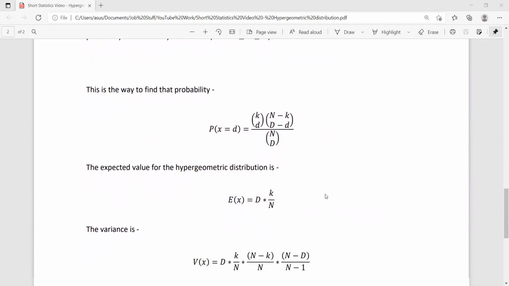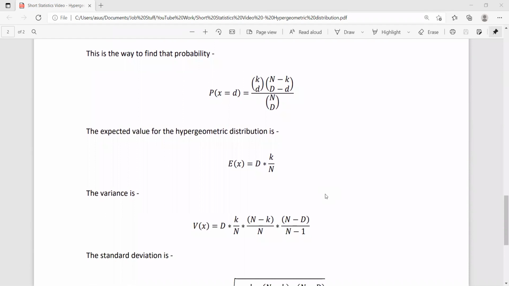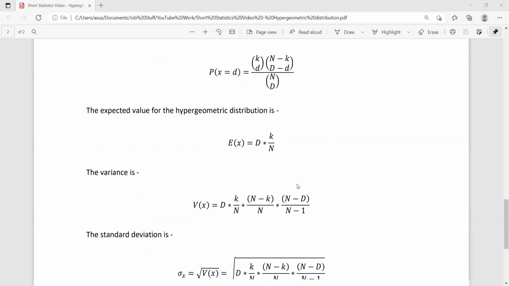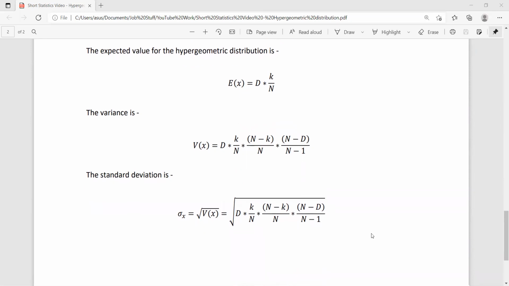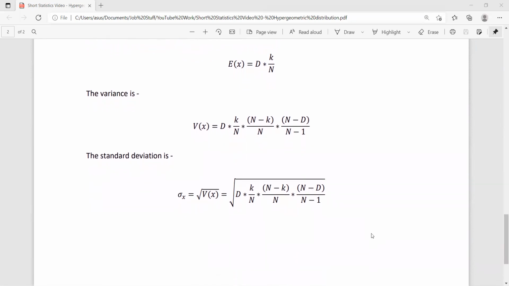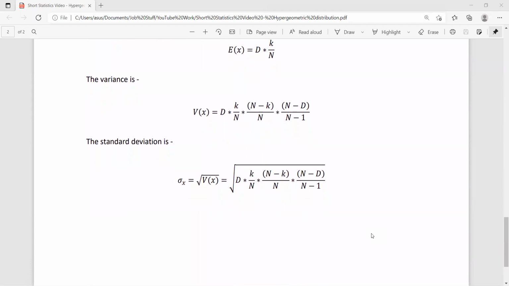Now the expected value for the hypergeometric distribution would be D times k over capital N. The variance would be this long expression, and the standard deviation would be, of course, the square root of the variance, which is this very long expression.